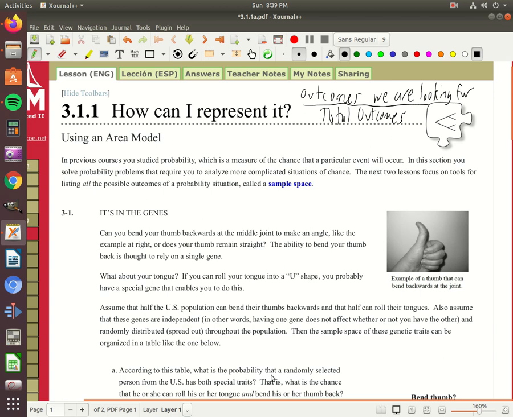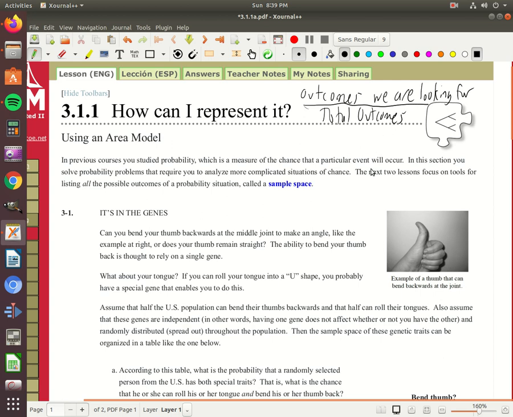The beginning of chapter 3, at least, is going to go into some probability and area models. Hopefully you remember that from Integrated 1, obviously. Some of that we've already done. So long story short, with probability, we're going to try and figure out how many outcomes we're looking for and divide that by the total number of outcomes.